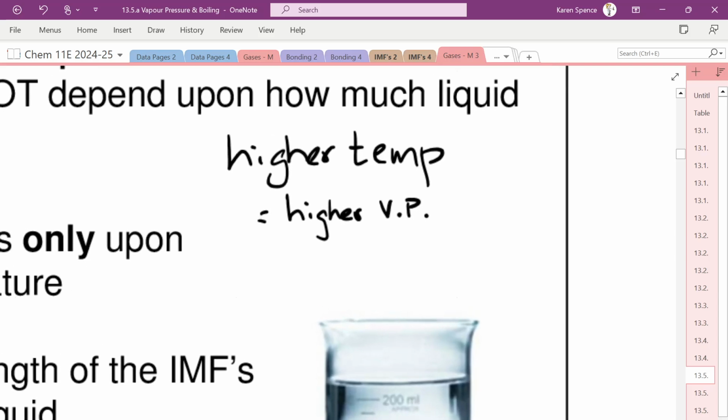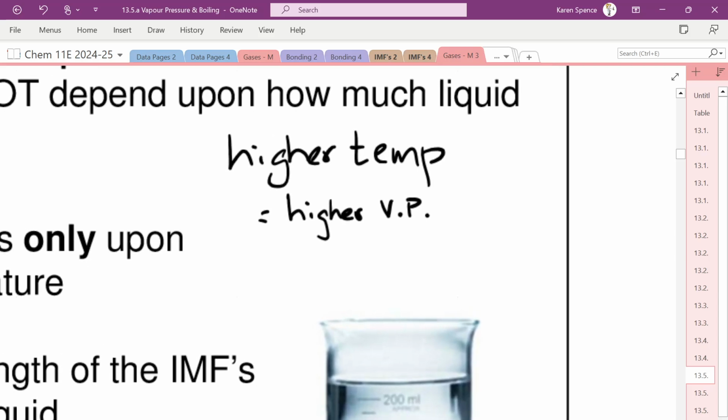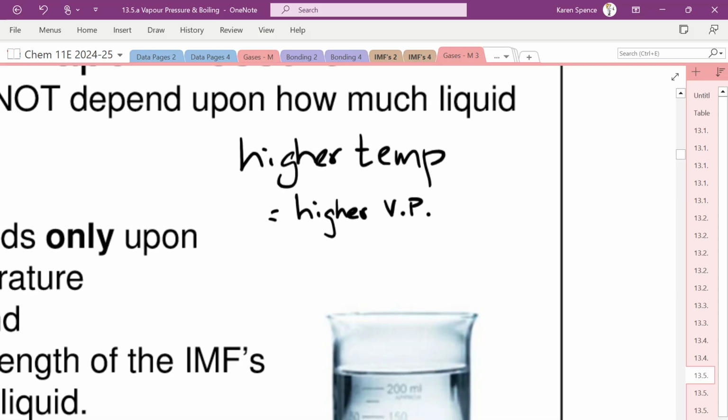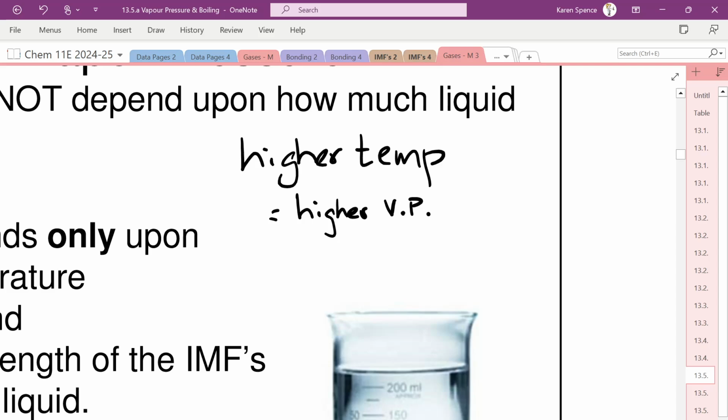So if you have a higher temperature, the vapor pressure will be higher because the particles have more energy, which allows them to escape from the liquid state. So you'll have more particles above the liquid. Is that ringing bells? Okay.